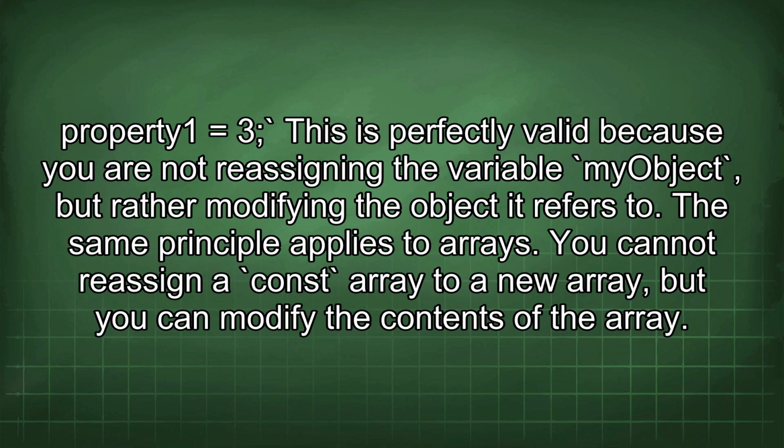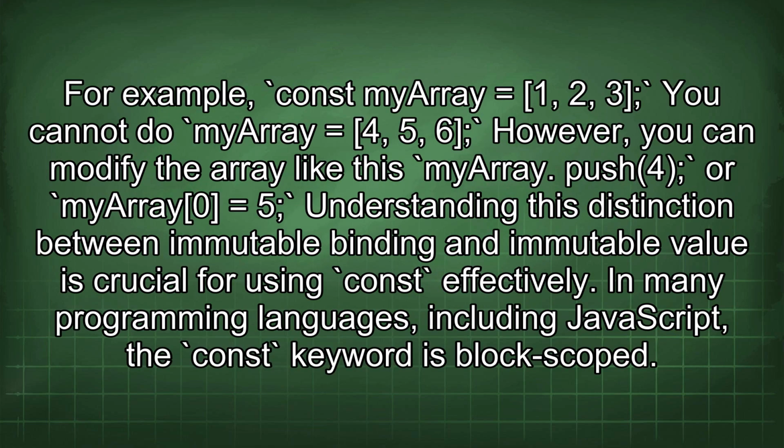The same principle applies to arrays. You cannot reassign a const array to a new array, but you can modify the contents of the array. For example, const myArray = [1, 2, 3]. You cannot do myArray = [4, 5, 6]. However, you can modify the array like this: myArray.push(), or myArray[0] = 5. Understanding this distinction between immutable binding and immutable value is crucial for using const effectively.